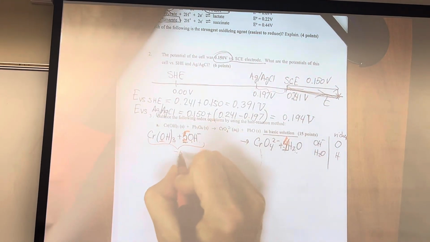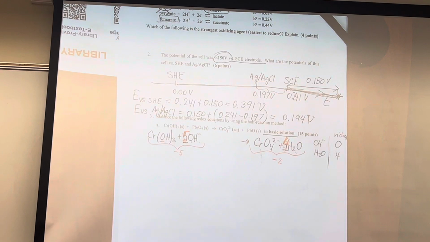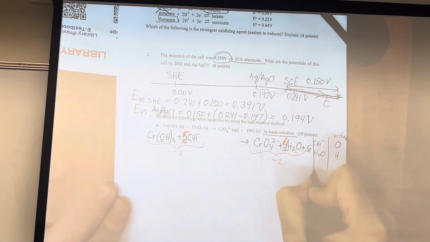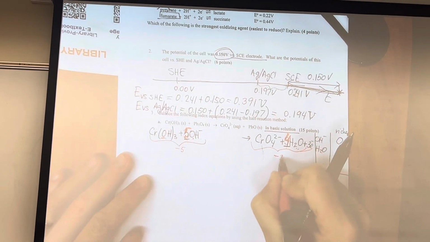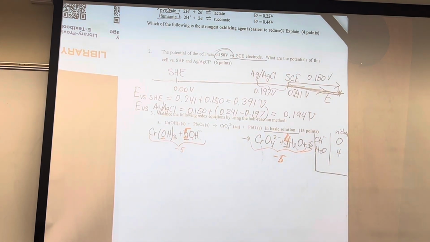-5. Good. And on this side, -2. How can we make them the same? Where should we add electrons that are negative? To the right. How many? Through 3. Okay, cool. That's good. Now it's -5 and -5. It's good. Perfect. One is balanced. Every element and every charge is balanced.